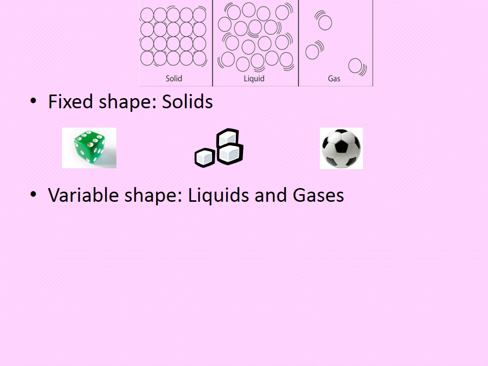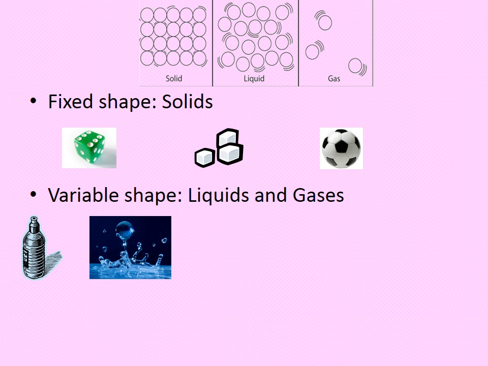Variable shapes are liquids and gases. So maybe something like this water bottle. Try not to think about the bottle. The bottle, of course, is a solid. Imagine just the water that's inside it. And all that water is shaped exactly like the inside of the bottle. It fills the whole part up till where the volume of the water stops. It does not fill the entire container, of course, unless you fill it with more water.